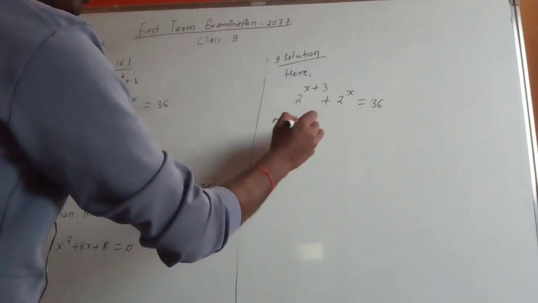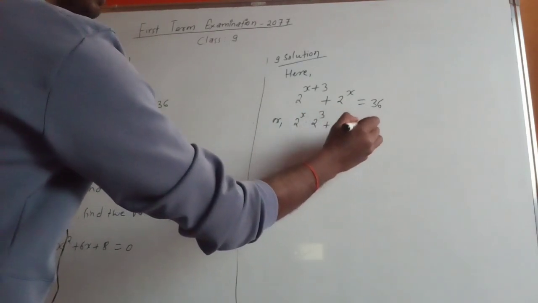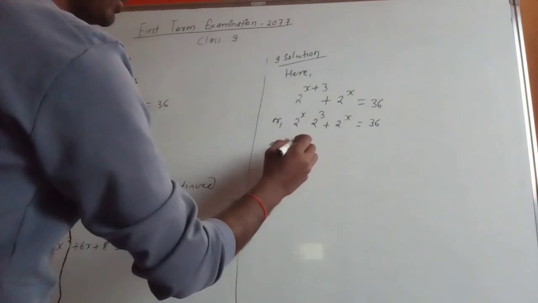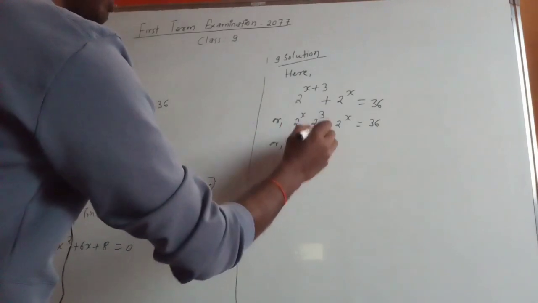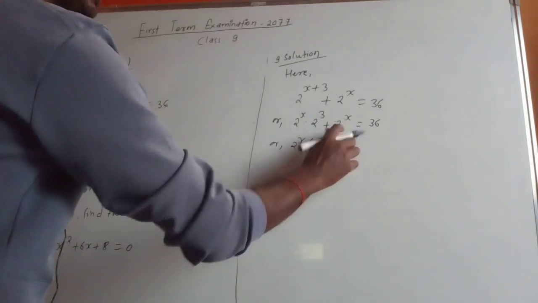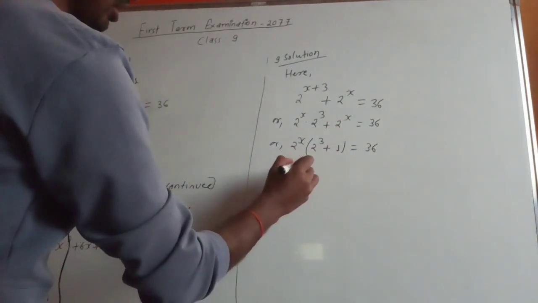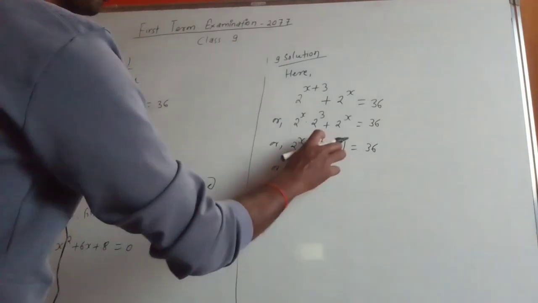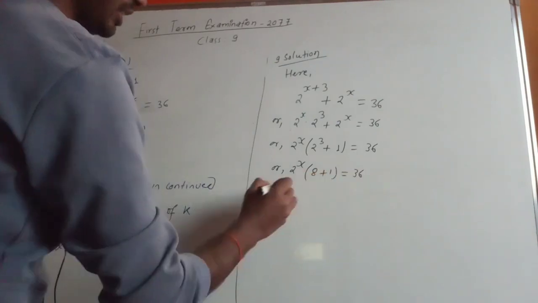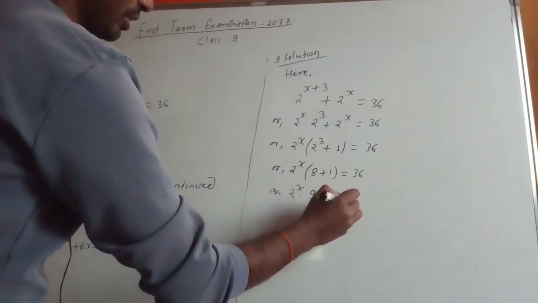This is 2 to the power x times 2 to the power 3 plus 2 to the power x equals 36. Common between these two terms is 2 to the power x. Then remaining in the first term is 2 to the power cube, plus there is nothing remaining in the second term, means there is 1, equals 36. Or 2 to the power x times (2 cube is 8, plus 1) is 36. Or 2 to the power x times 9 equals 36.